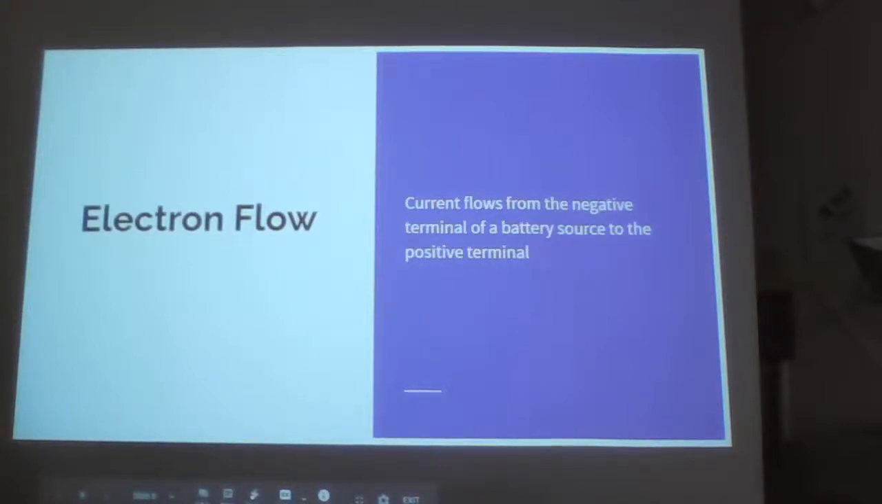Electron flow. Electron flow is going to be the opposite flow of electrons. It's going to flow the opposite way. Current flows from the negative terminal of the battery source to the positive terminal. Okay, so we have conventional flow and electron flow. Conventional flow flows from positive to negative. Electron flow is the opposite, flows from negative to positive.